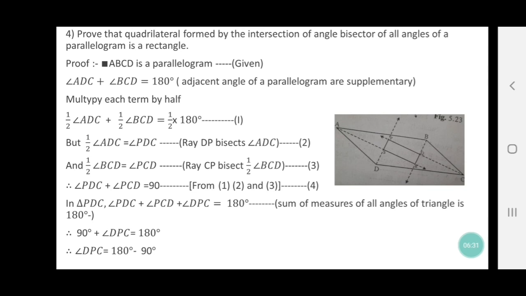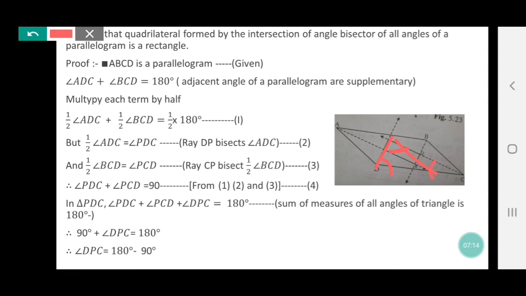Fine. Now come to the triangle PDC. So here is triangle PDC. Now these two angles sum to 90 degrees. So obviously this angle will be 90 degrees. How come? The sum of these two is 90, plus angle DPC is 180. So 90 plus angle DPC is 180, so angle DPC is 180 minus 90, equal to 90 degrees. So the measure of angle DPC is 90.